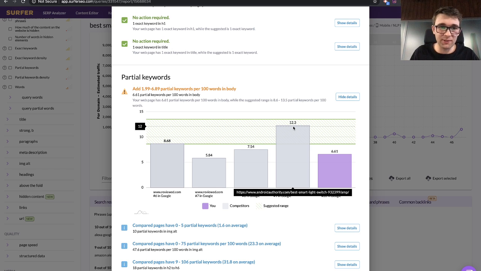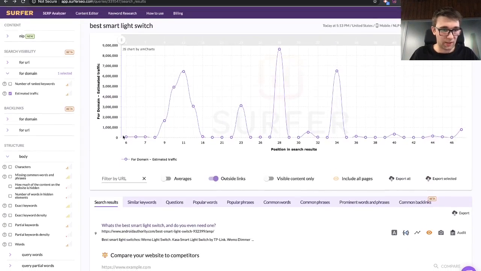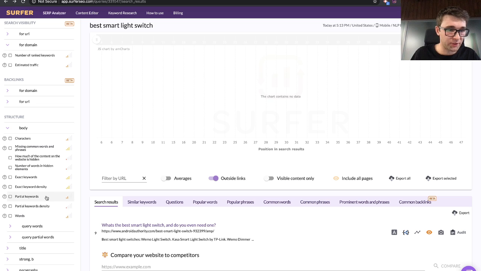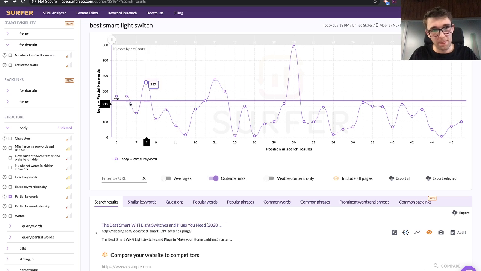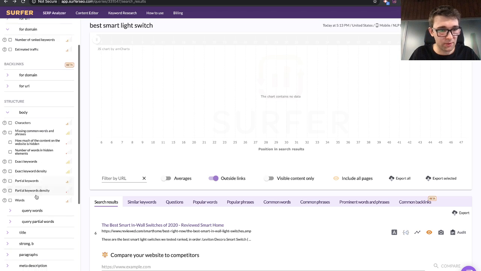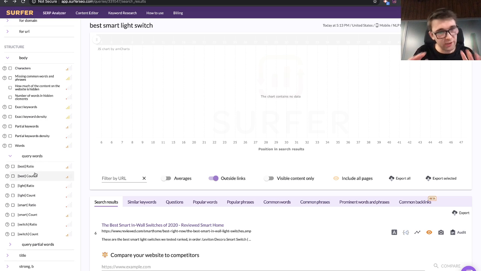So let's take a closer look on which partial keywords should be used more frequently. So I will use the charts for that and show you the partial keywords. Number 20, I will highlight it on the chart so I can see, okay, I may be not that under optimized, but let's take a closer look at specific keywords. So the best keyword is not that important.